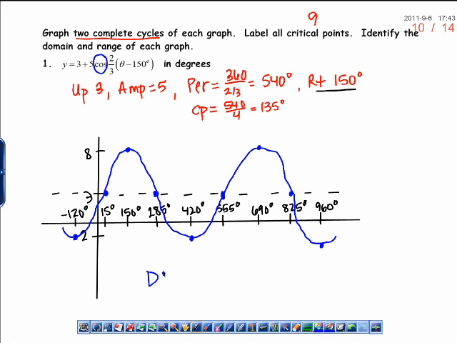Okay, domain, always with these, is going to be all real numbers. And range, we could have figured out our range from the very beginning. It's going to be -2 to 8. And these are brackets because it does start and stop at those y values. Okay, let's do the next one.